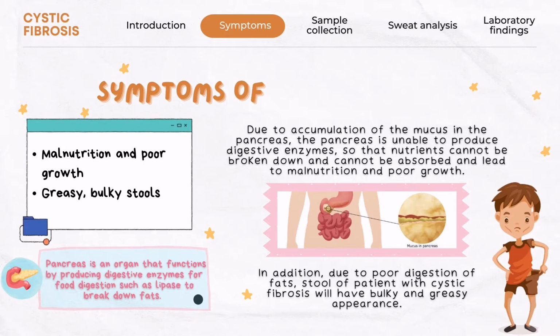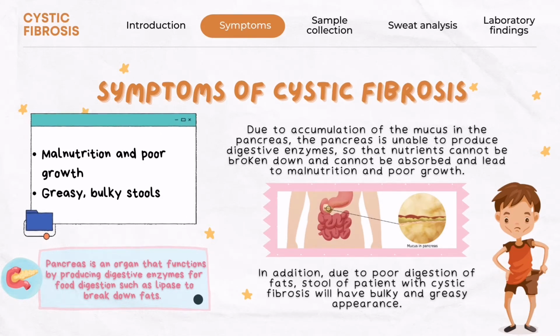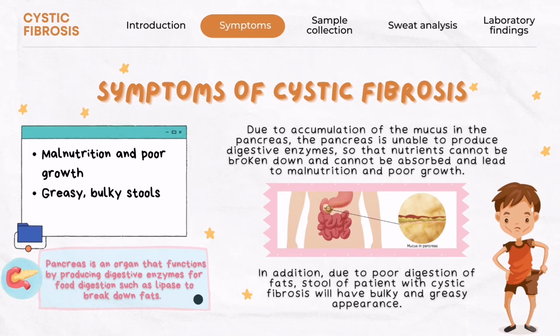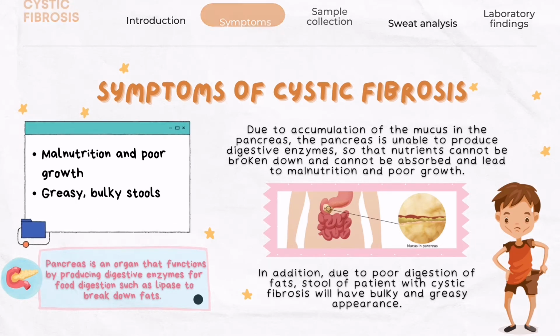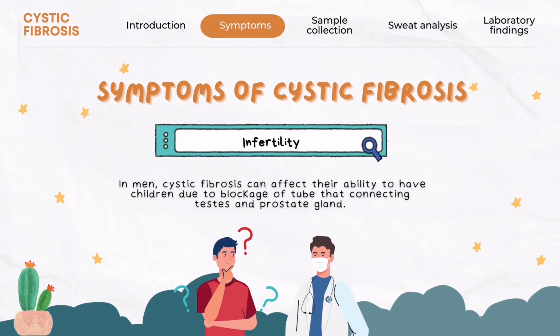frequent lung infection. Next, due to accumulation of the mucus in the pancreas, the digestive enzyme is unable to be produced and nutrients cannot be absorbed, thus leading to malnutrition and poor growth. It also causes the stool to become bulky and greasy in appearance due to poor digestion of fats. Other than that, blockage of tubes connecting testes and prostate gland can also cause infertility in men.